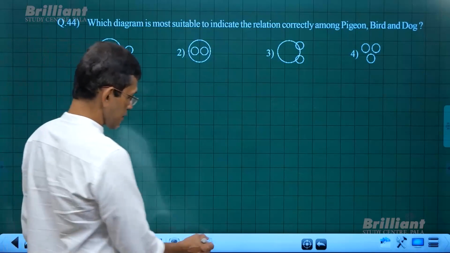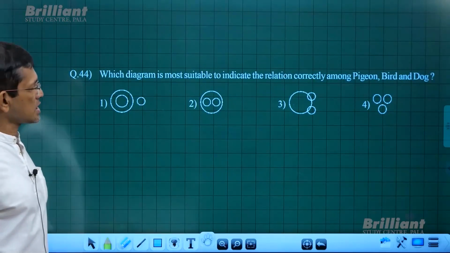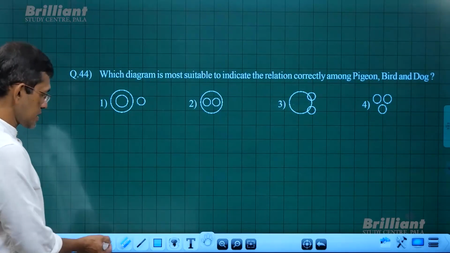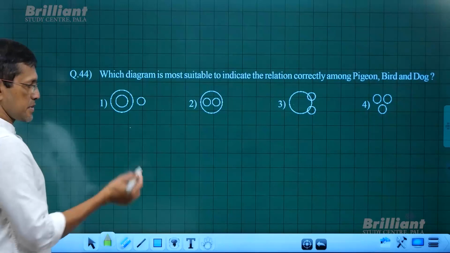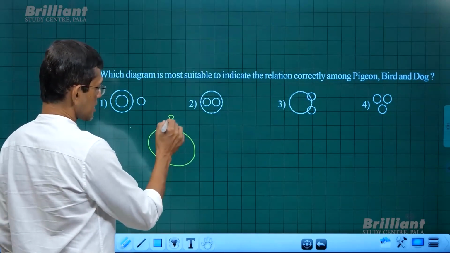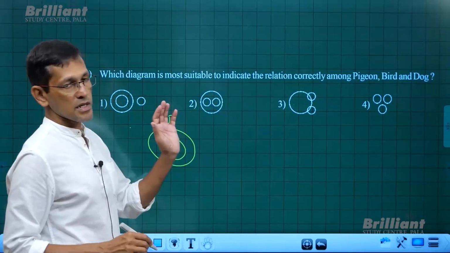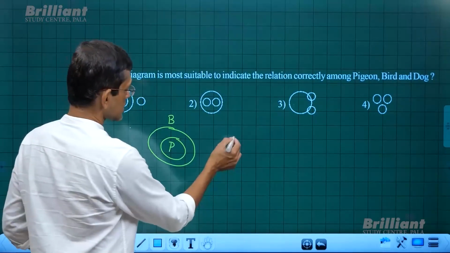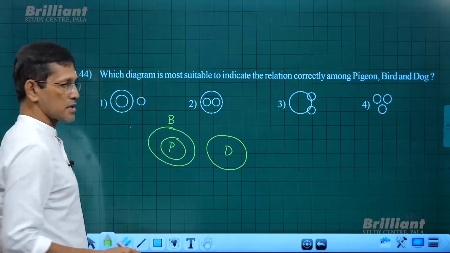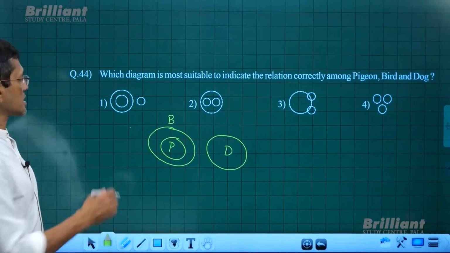Number 44. Which diagram is most suitable to indicate the relation correctly among pigeon, bird, and dog? So, well, pigeon is a bird, right? So pigeon is a subset of bird. So we have bird, inside that we have pigeon. At the same time, we have a dog circle as well. So the dog circle is totally different. Dog is not pigeon and dog is not a bird. So that is the answer. If you look at it that way, which is the best answer here? 1.